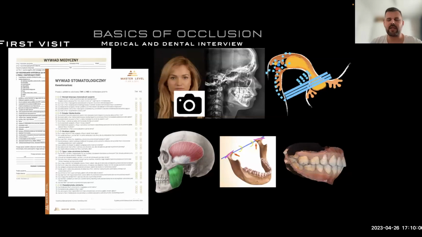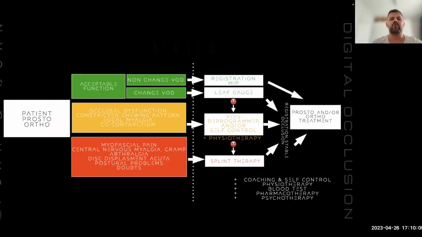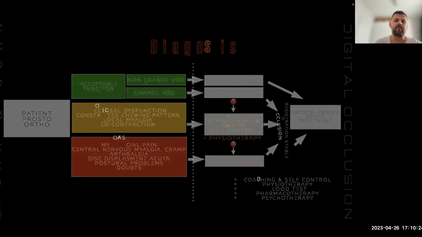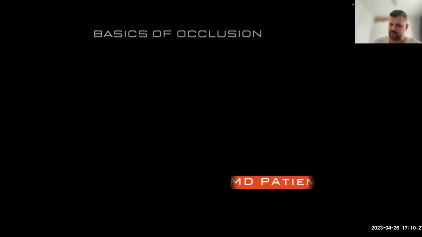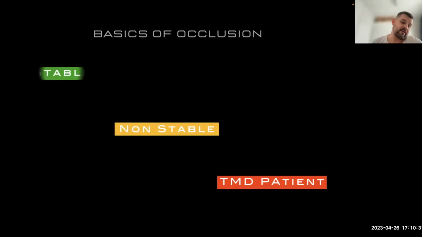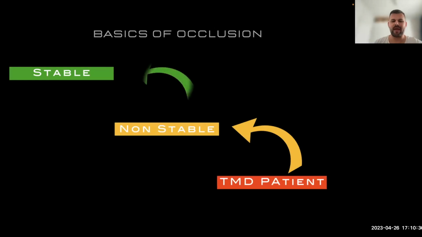All of this information, what you receive from this documentation and examination, will help you to make a diagnosis, because you have different patients. The patient can have acceptable function, the patient can have some dysfunction, or maybe there is a patient with TMD problems. So it's not important what kind of patient you have. If the patient has TMD, maybe not stable, or maybe you have a stable patient, it's not important, because you know that you always need to change the patient into a stable patient.